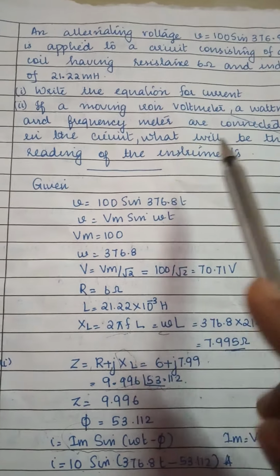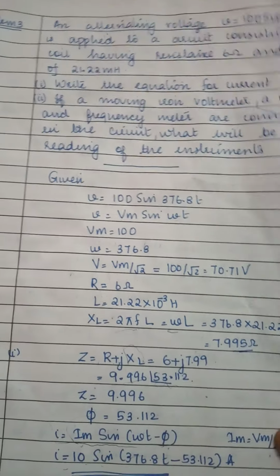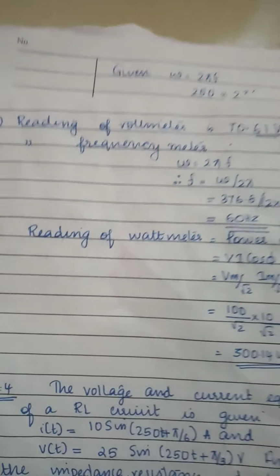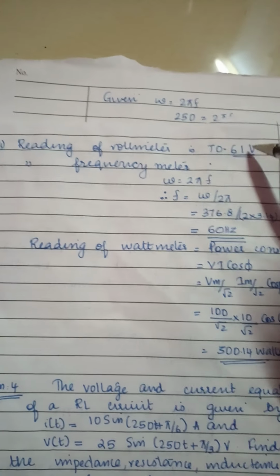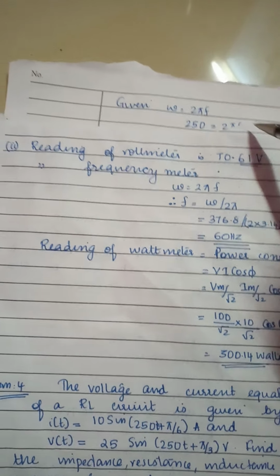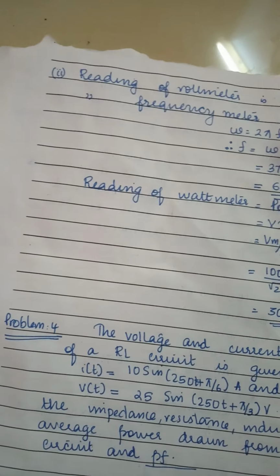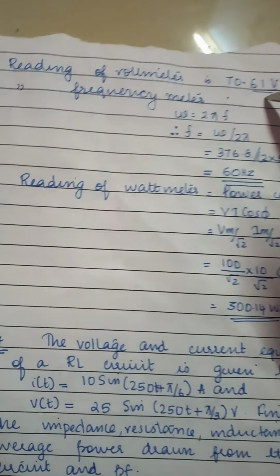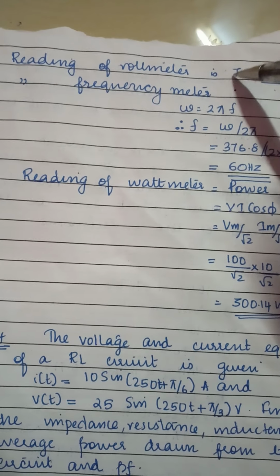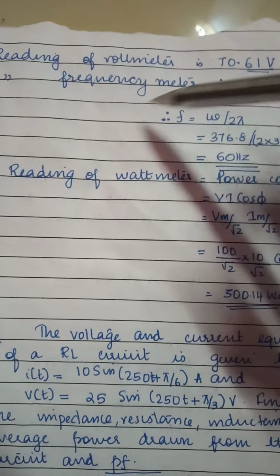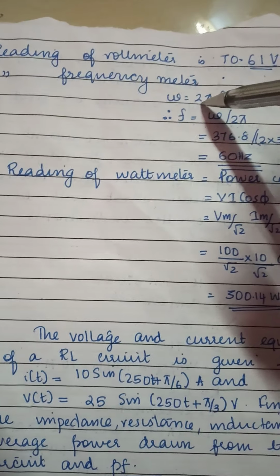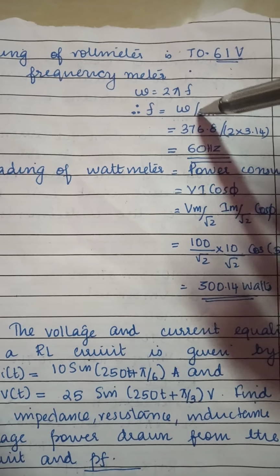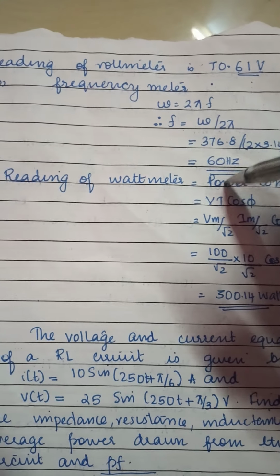That is then frequency. So first is the reading of the voltmeter. The reading of the voltmeter is 70.61 volt. That is VRMS. We know the maximum value Vm; Vm by root 2 will give the VRMS. Frequency meter: we know omega equal to 2 pi f, an equation we have already studied. Then frequency equal to omega by 2 pi. Omega we know. Then that is 60 hertz.